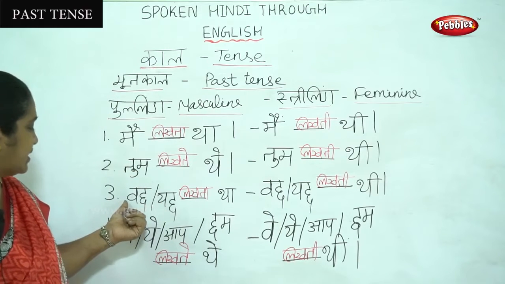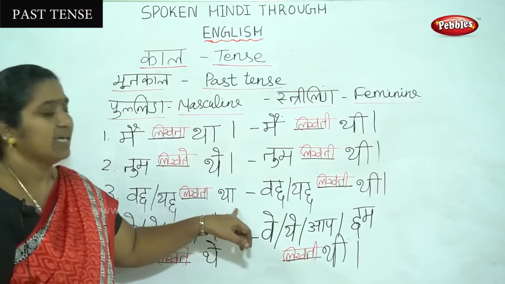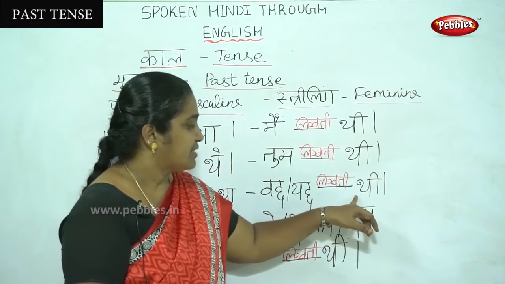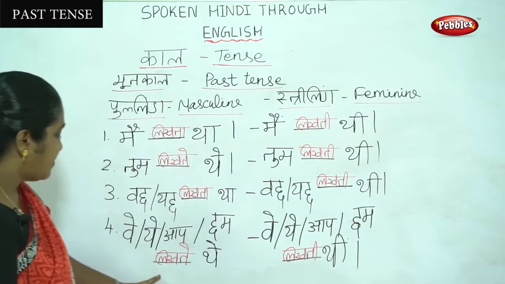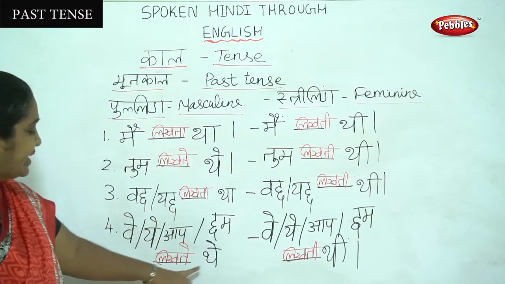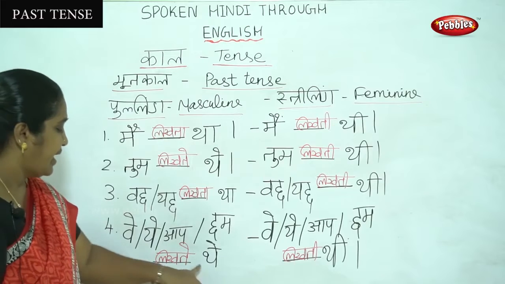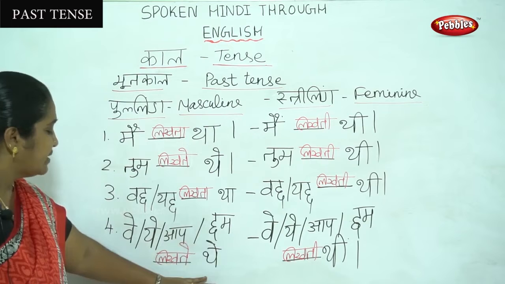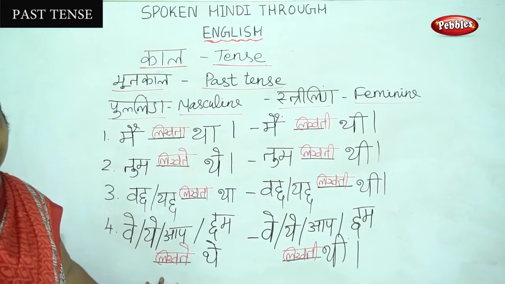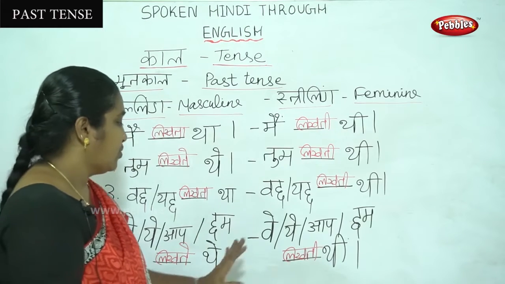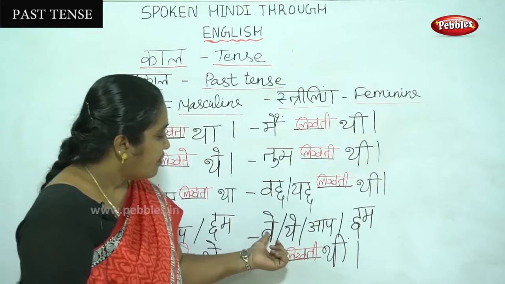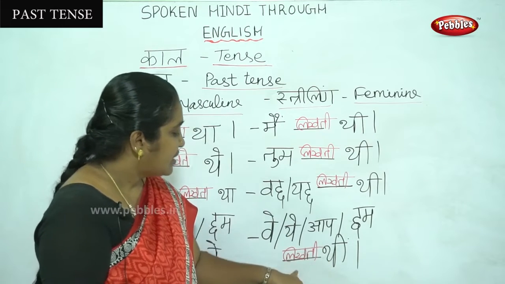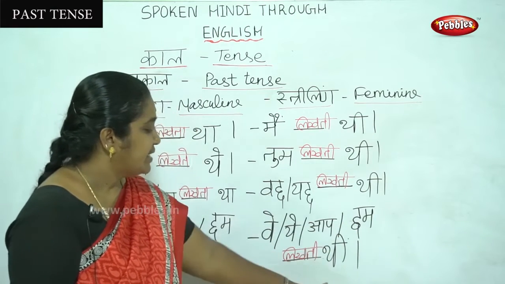Here for the third person, vah likhta tha means he wrote. Here vah likhti thi means she wrote. This is for the plural form. Ve likhte the, ye likhte the, aap likhte the, hum likhte the. These are all the plural forms. They wrote, we wrote. Then this is for feminine. Ve likhti thim, ye likhti thim, aap likhti thim, hum likhti thim.